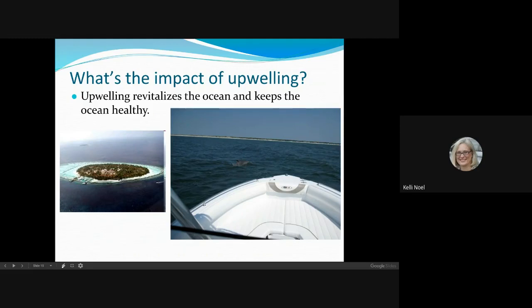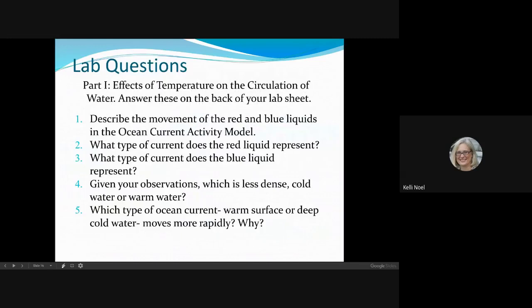Basically, it's revitalizing the ocean and keeps the ocean healthy. And if we come along and we are getting all the fish and all the nutrients that come in those areas, then we're getting it out of balance. So it's a way that keeps the ocean healthy. And we're not dealing with these questions here because we're not doing that.